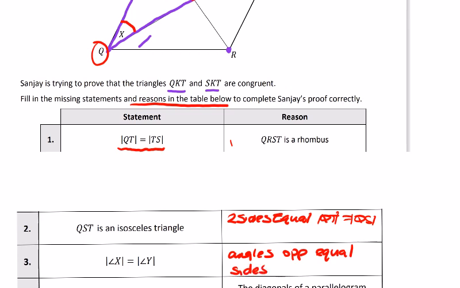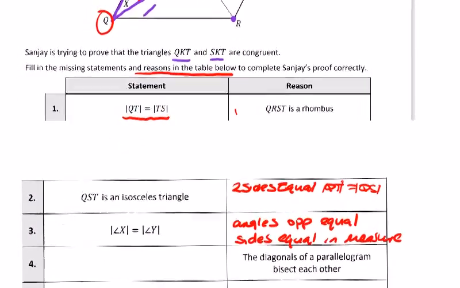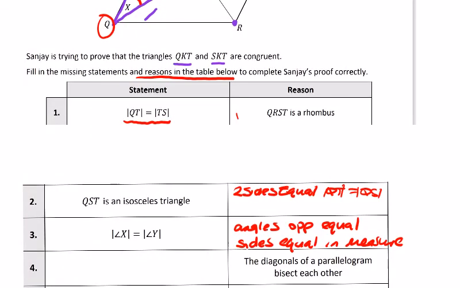Angles opposite equal sides equal in measure. I think that is what they're looking for here. Just take your time with these reasons. The next one: the diagonals of a parallelogram bisect each other, and we're asked to put in the statement.